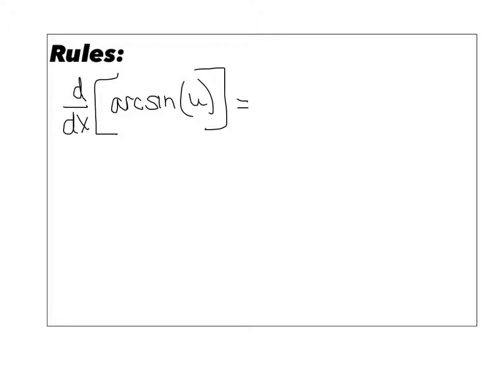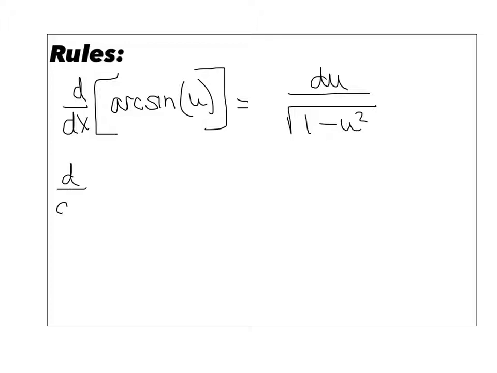So rule number 1, the derivative of arc sine of u. Okay, and remember that u is just a placeholder. Anything could be in there, x, 5x, 6x squared, whatever. Its rule is du over the square root of 1 minus u squared.